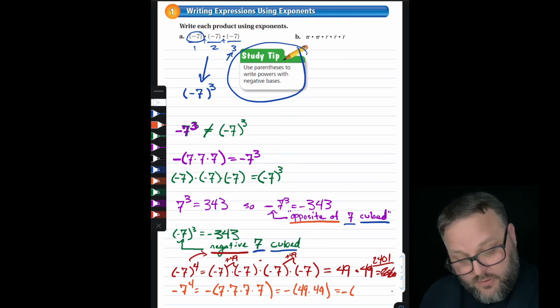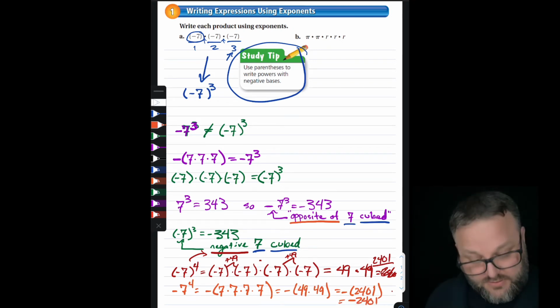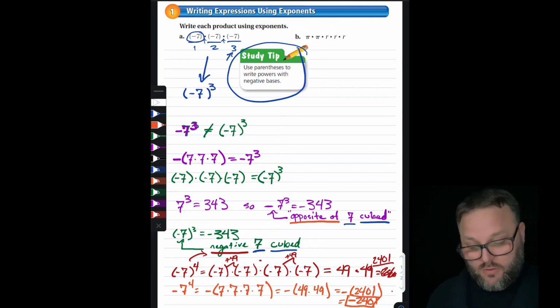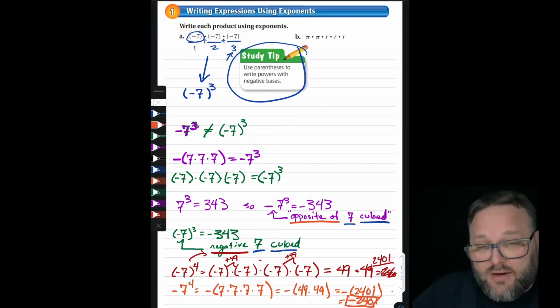Opposite of 2401, and the opposite of 2401 is negative 2,401. So here, the answer to the opposite of 7 to the 4th is negative 2401, whereas the answer to negative 7 to the 4th is actually 2,401. So one's negative, one's positive. And those are two different numbers, therefore they're two different answers. It's very important to understand whether there's parentheses there or not.